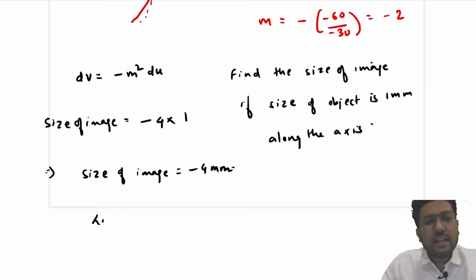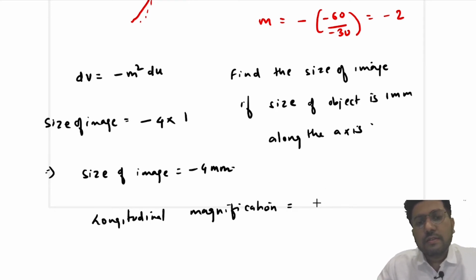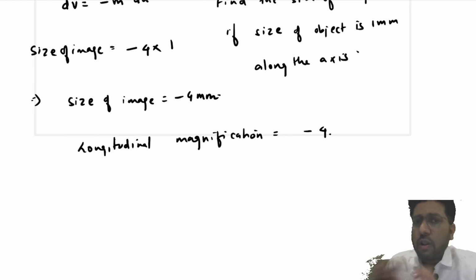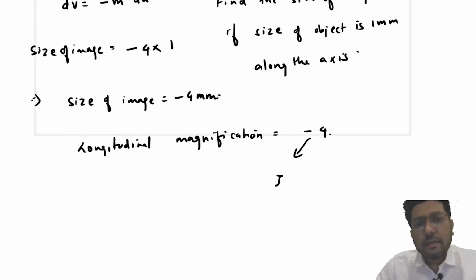Okay, and then what is the longitudinal magnification? The longitudinal magnification is equal to minus 4. Why? Because size of image divided by size of object is minus 4, and longitudinal magnification is always negative. An image is always longitudinally inverted.